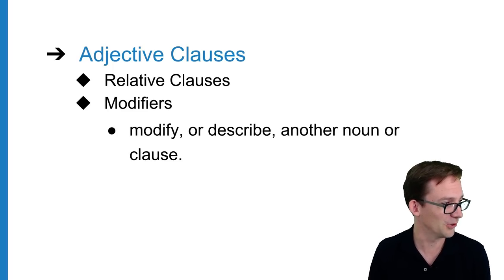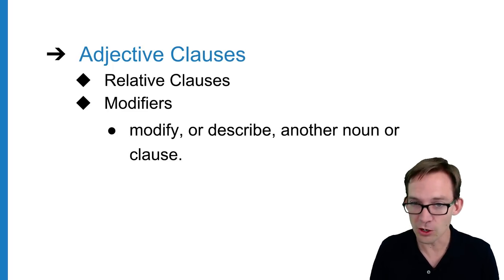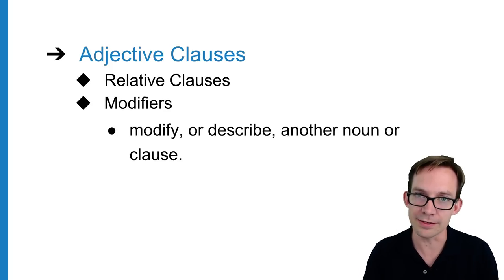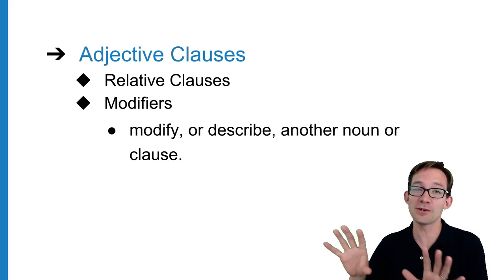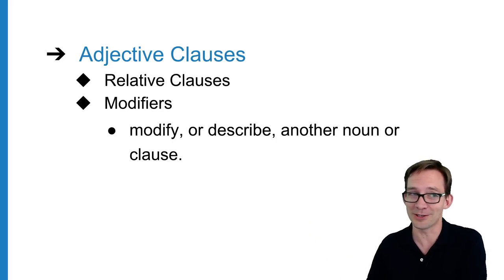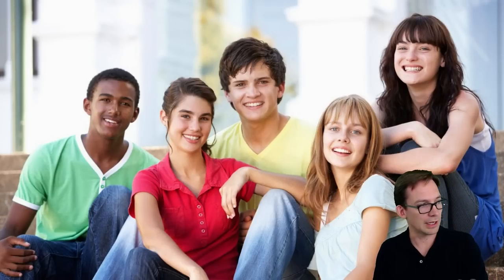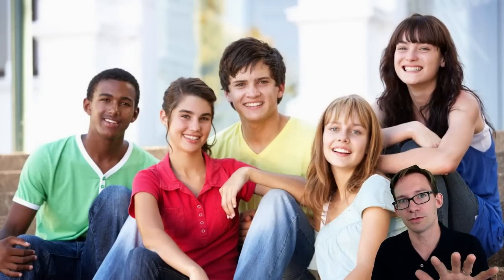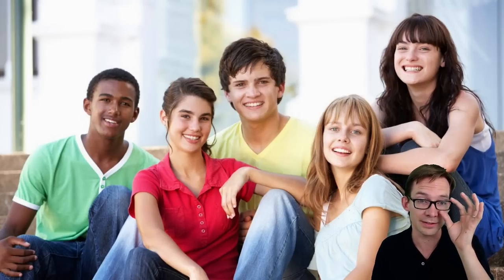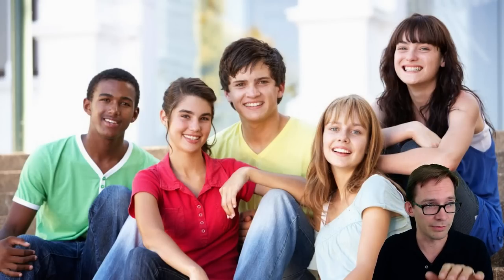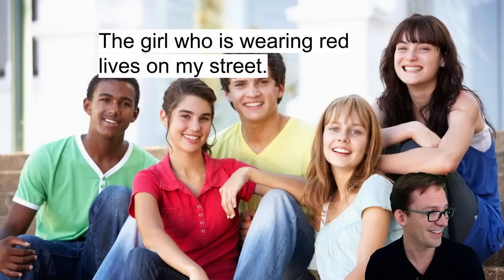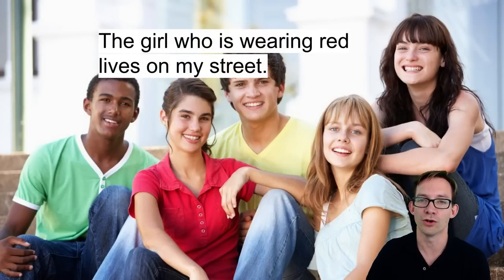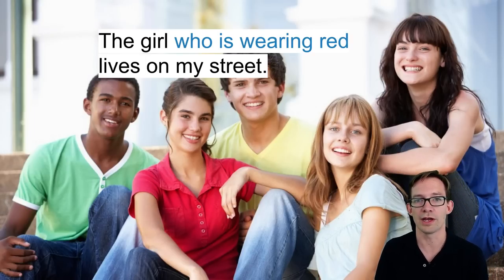Okay, Thomas is here too. Hey, Thomas. So, as I said, we're going to start easy-ish, and then we will get progressively more difficult as the class goes on. So, in a previous class, we've talked about adjective clauses, and I gave you this exact sentence. I've shown you this picture before, and I've given you this example. So, the girl who is wearing red lives on my street.